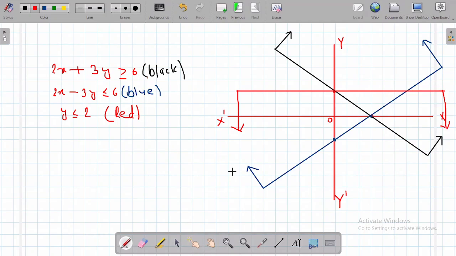So I have shown all the inequalities in the same graph along with the arrow, the boundary line with the boundary region. There you can see I have shown the boundary line with the boundary region.